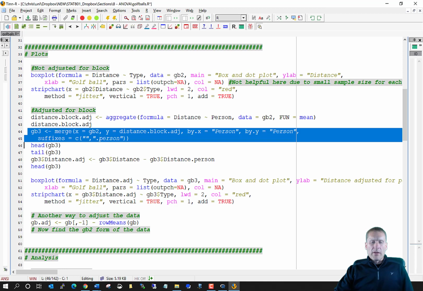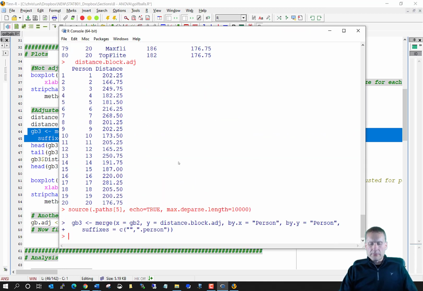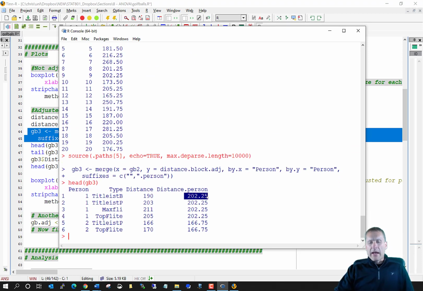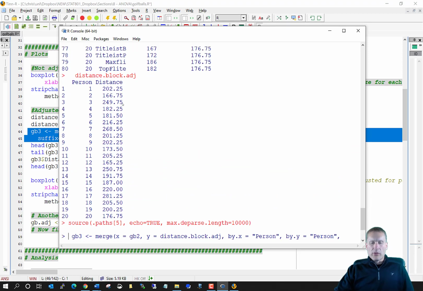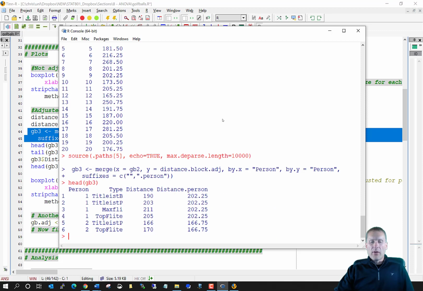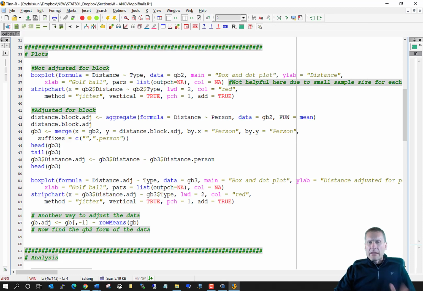And so when I run this with GB3 and look at the head of it, and I guess we've already seen this before, now I have mean by person, so 202.25, 202.25 in the correct parts of this new data frame called GB3. If you end up having any questions about that, let me know. Merging 2 data frames is a very common thing that we do in statistics to get a data set in the format that we want. So it's important that you do understand what merging is and how to do it.